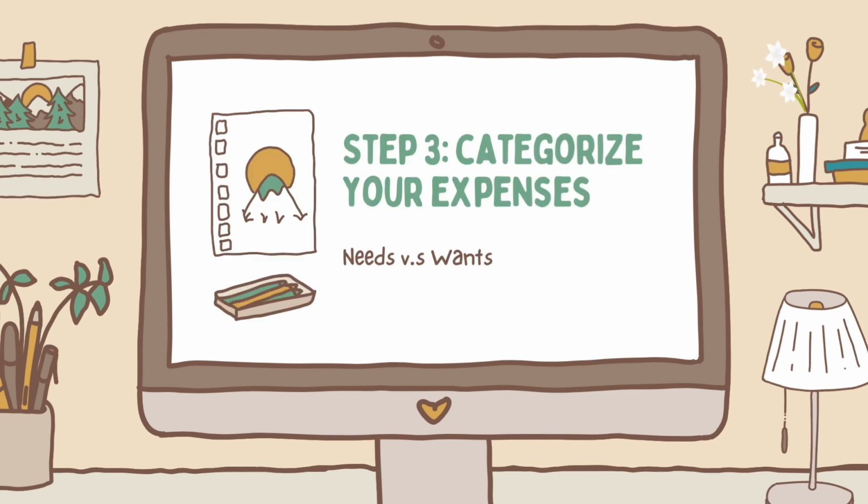Step 3, categorize your expenses. Now, let's organize your expenses into categories. You will want to divide them into needs, things like rent and grocery bills, and wants, like eating out, shopping, or entertainment. This is key because you will quickly see what you have to pay for versus what you choose to spend on. The goal here is to see where you can cut back on wants if needed to free up more money for your goals, whether that's saving or paying off debt.